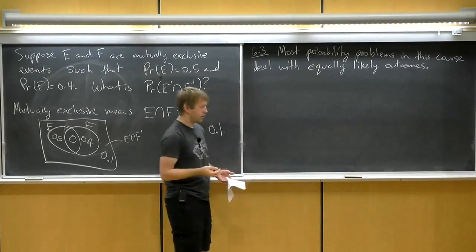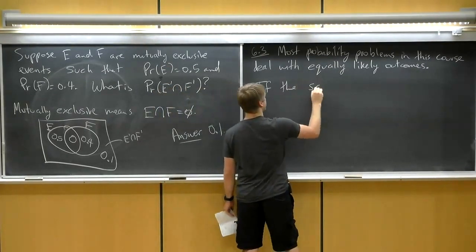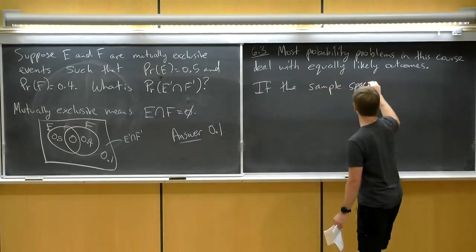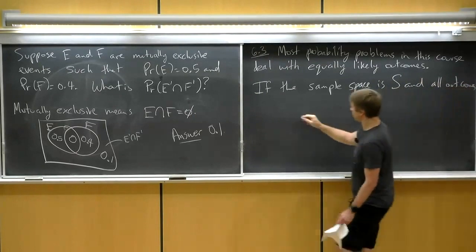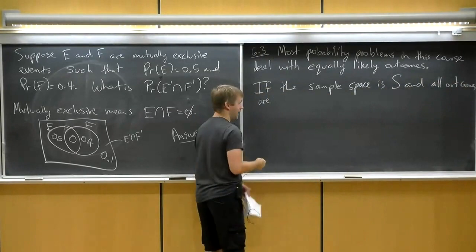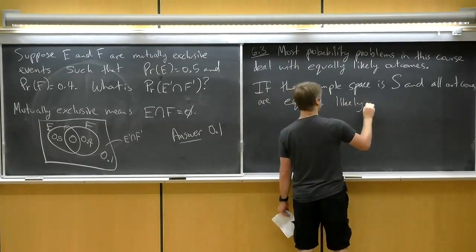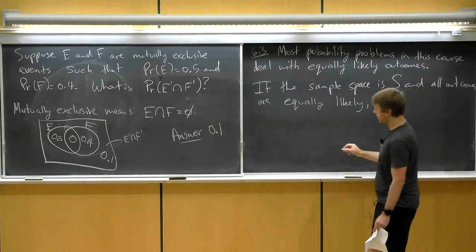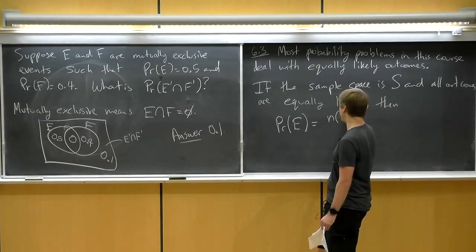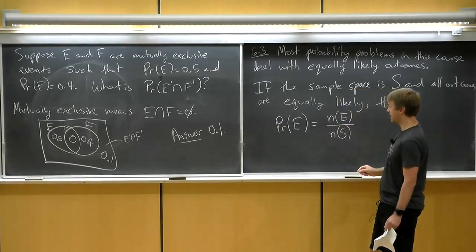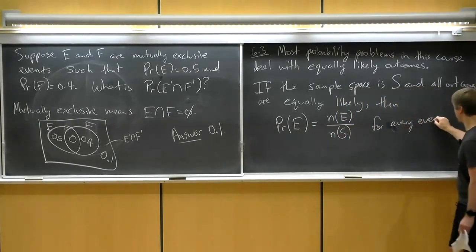So, when you've got a sample space S with equally likely outcomes, so if the sample space is S, and all outcomes are equally likely, meaning every outcome has the same probability of occurring, then if I have an event E, the probability of E is just the number of elements of E divided by the number of elements of the sample space, for every event E.